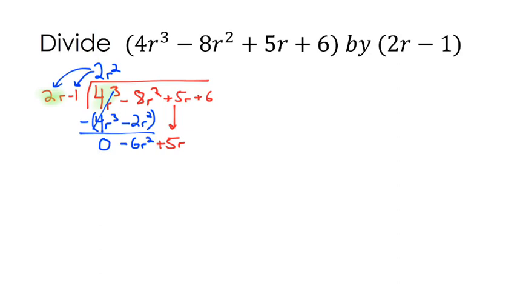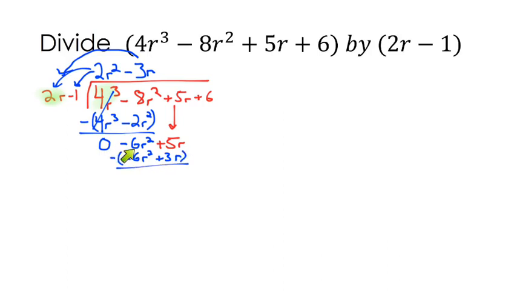Let's repeat the process. 2r times what gives me negative 6r squared? Well, 2 times negative 3 is 6, and r times r is r squared. So we're going to take this and multiply it back through times both of these values. Negative 3 times 2, that's going to be negative 6. R times r is r squared. But then don't forget to multiply the negative 3r times the negative 1. Negative 3 times negative 1 is positive 3, and then you just have the r.